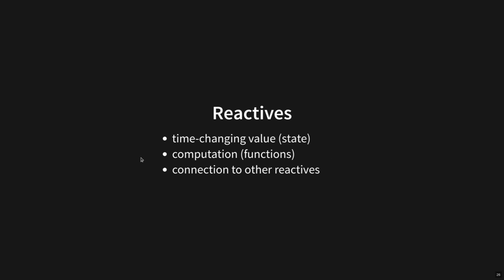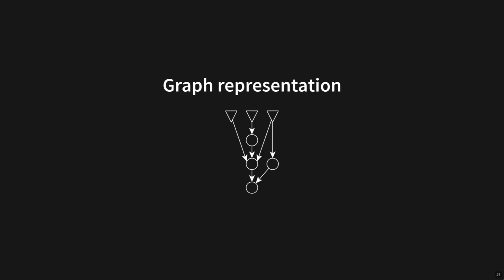The value is computed by a computation of the reactive, and the computation happens in reaction to connections to other reactives. In this way, reactives form this kind of data flow graph where each node in the graph is a reactive connected to other reactives, and whenever one of the input reactives changes, then data flows to the next reactive where the computation computes the new state of that reactive.